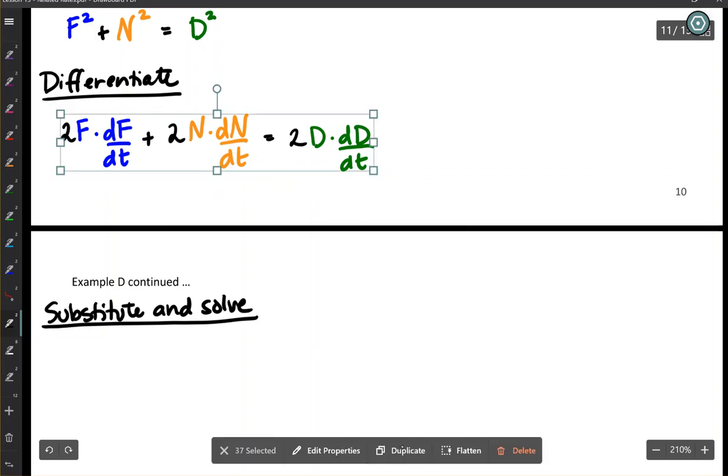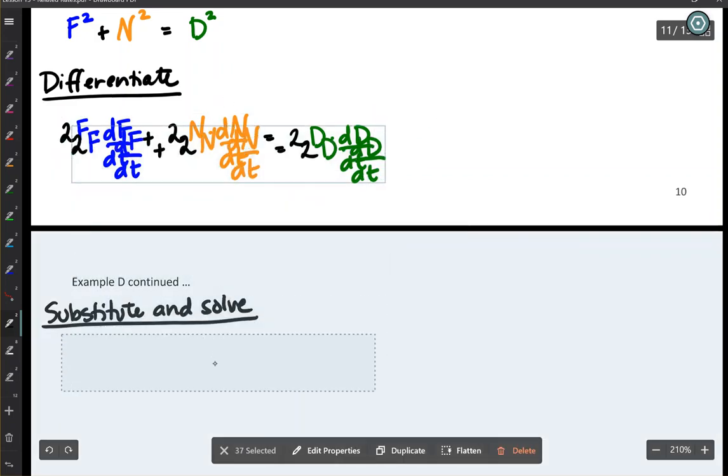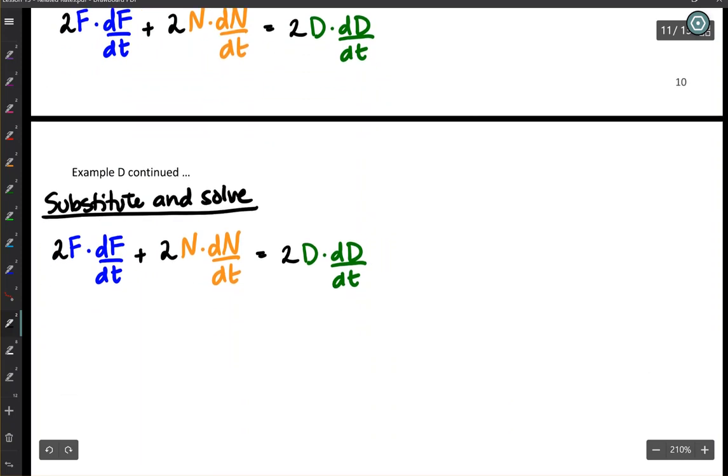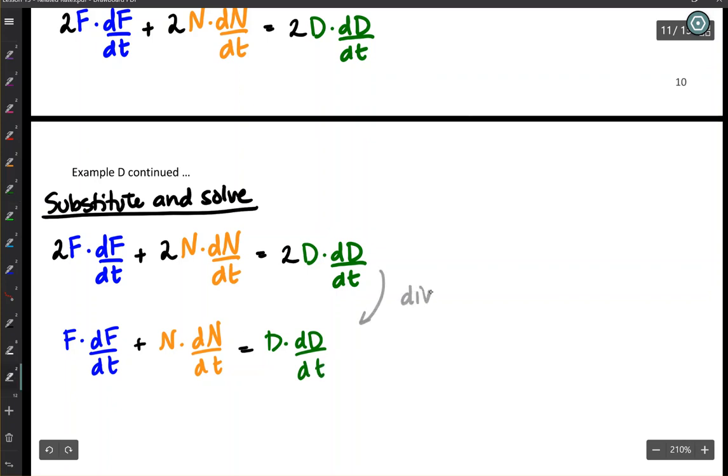Just going to copy this equation. I'm going to go ahead and divide both sides by 2, and then I just have f times df dt plus n times dn dt, or n prime, is equal to d times d prime, dd dt. Divide both sides by 2. Okay?